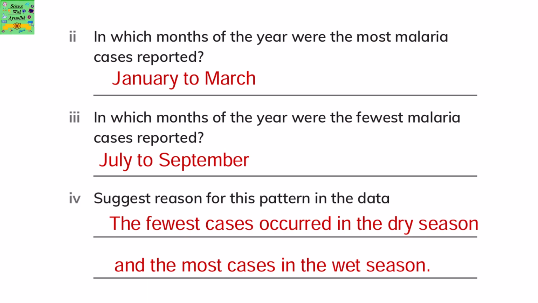July to September. And what's the reason for this pattern in the data? It was because the fewest cases occurred in the dry season. That means it wasn't much humid and it was completely dry. And the most cases occurred in the rainy season. That is the wet season.